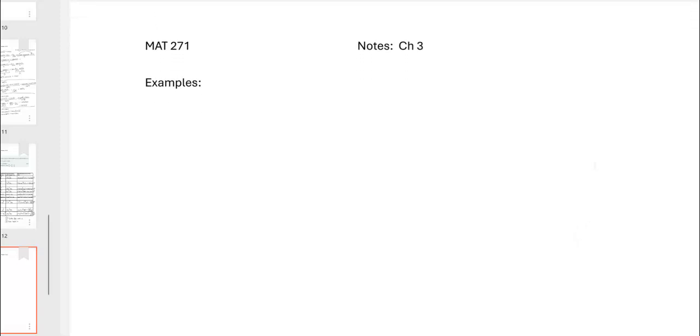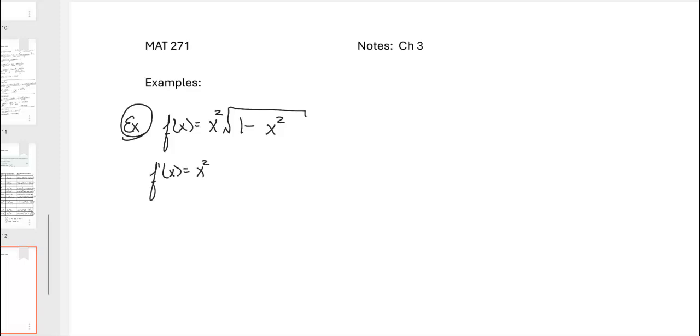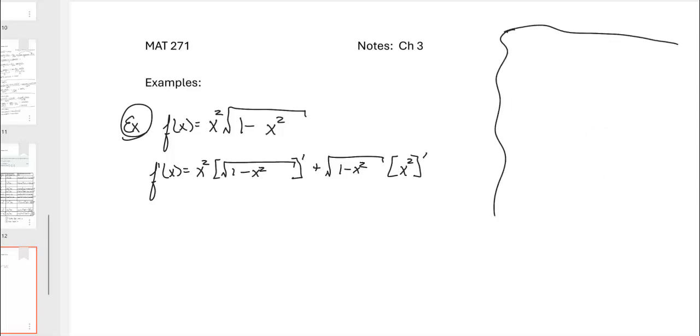So let's do some that's a little bit more interesting. Suppose we want to take the derivative of f of x equals x squared times square root of 1 minus x squared. So this is going to be a product rule. So the product rule says it's going to be the first function times the derivative of the second. I'm doing my setup step. Plus the second times the derivative of the first. Question is, how are we going to take the derivative of this guy? So I'm going to pull that out to the side, and we're going to do a chain rule.